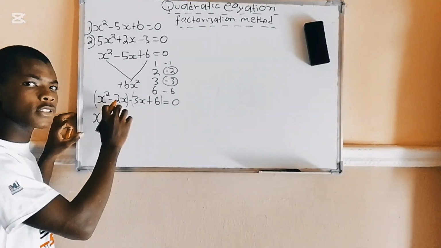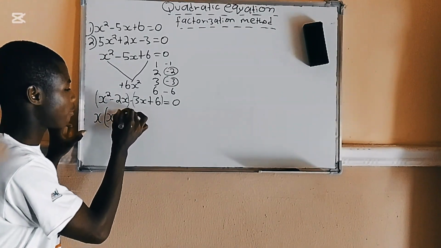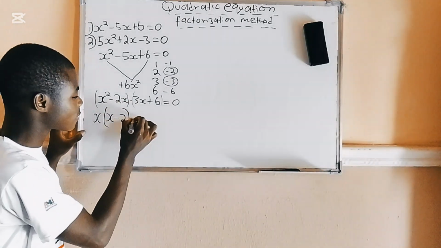So therefore, here I have x. So I'm just only putting 2. So therefore, minus 2. Yeah. So therefore, I have a negative sign.